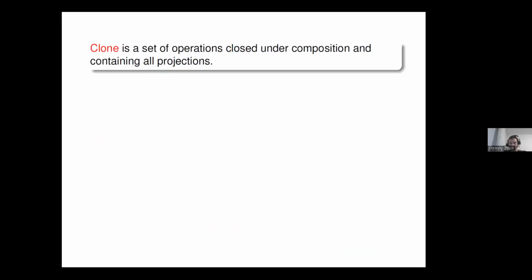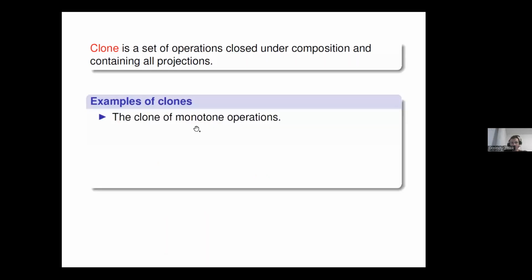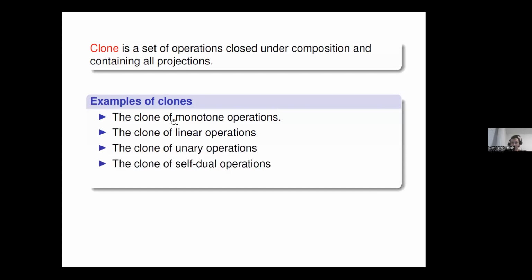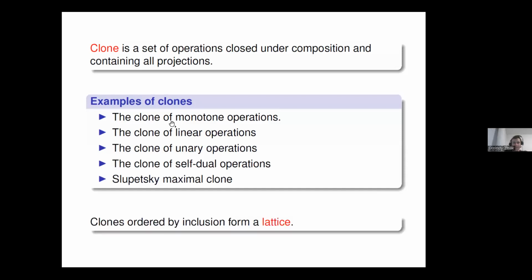If you look at the definition, it's very simple, just a set of operations closed under composition. You can easily explain the definition even to a non-mathematician. And if you look at examples like the clone of monotone operations or the clone of linear operations, it's clear that there is something fundamental in them. They're very nice and interesting. Some other examples of clones are the clone of unary operations, the clone of dual operations, or Slupecki's maximal clone. And we know that clones ordered by inclusion for a fixed domain form a lattice. And as I said, today I want to show you many examples of lattices and of clones.